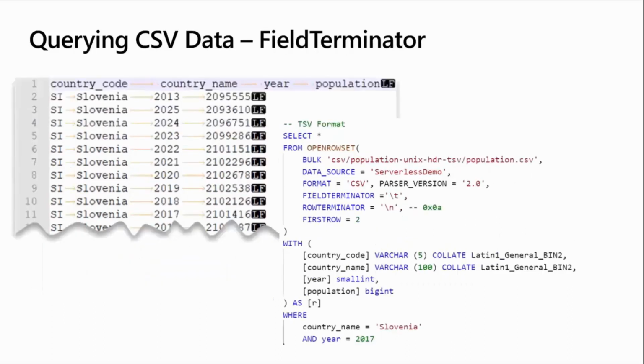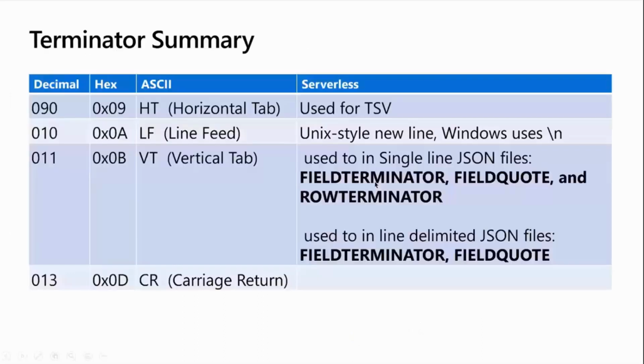So it also handles tab separated. It's still going to be a CSV file, but you specify the tab as the field terminator and the row terminator, and FIRSTROW equals 2 to skip that header. And we're doing Linux encoding there. So here's a summary of some of the different terminators. I thought this was kind of interesting, kind of an older throwback. You'll notice that the special character we use for the Linux encoding is the hex value for the line feed character, which is decimal 10.